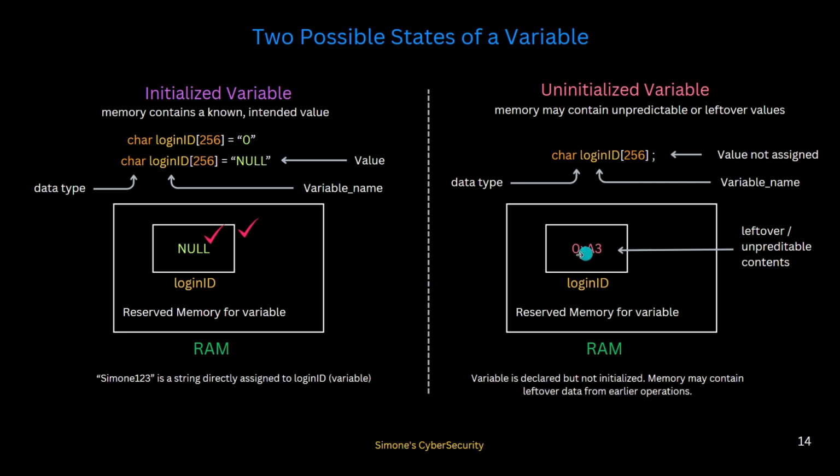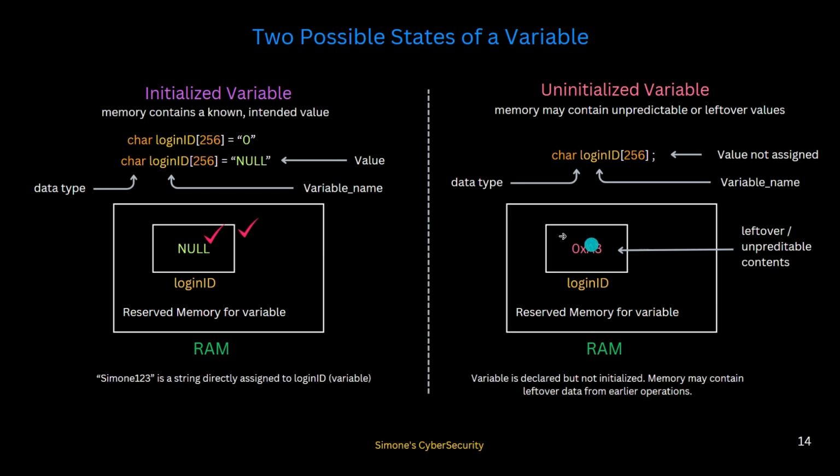But when a variable is uninitialized, no value is assigned at all to it, then whatever junk data existed in that memory location from earlier operations stays there. And if the program reads from that variable or sends it back as a response, that leftover memory, possibly some sensitive information, can be accidentally exposed.